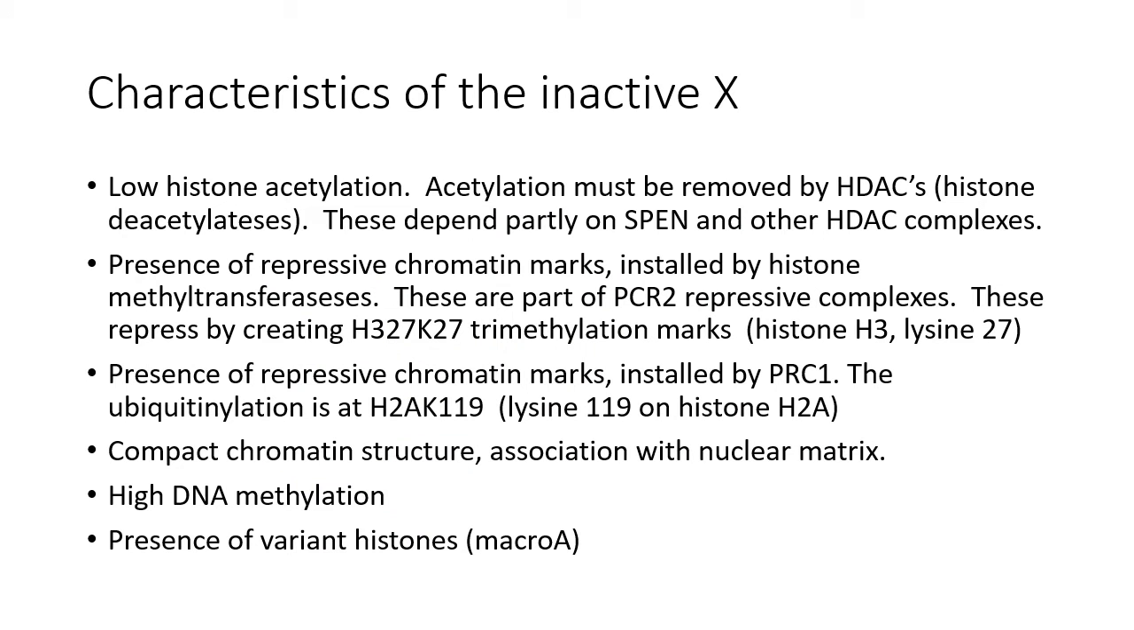Okay, so characteristics of the inactive X. We have, of course, low histone acetylation, right? And so we're going to have deacetylases that do that. We're going to have specific repressive chromatin marks installed by histone methyltransferases, including lysine 27 on histone H3. We're going to have ubiquitination of H2A, and not really shown here, we also have a very compact chromatin structure, which is actually physically associated with the nuclear matrix. DNA is methylated, and we have the presence of variant histones.